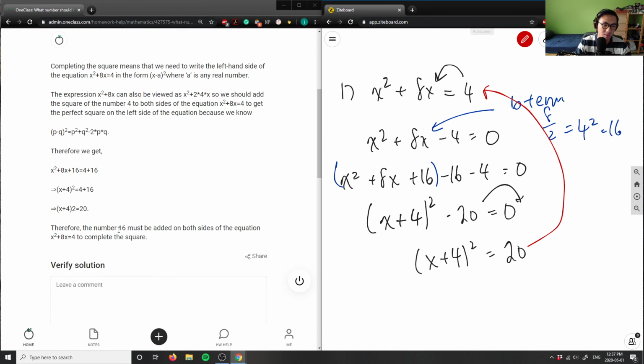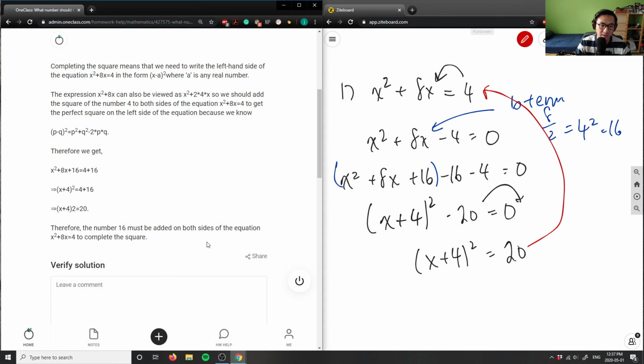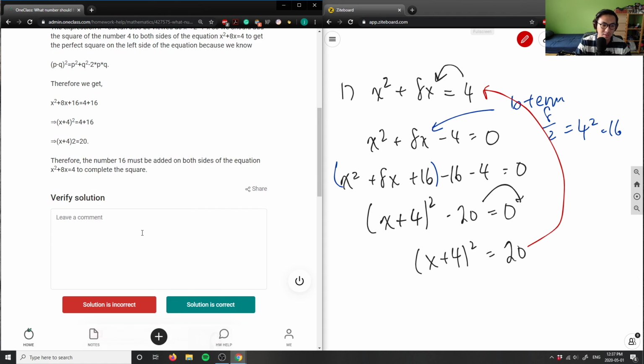So the solution is correct. Number 16 must be added on both sides to complete the square. They got the exact same solution as I did here. So the solution is correct. Good explanation.